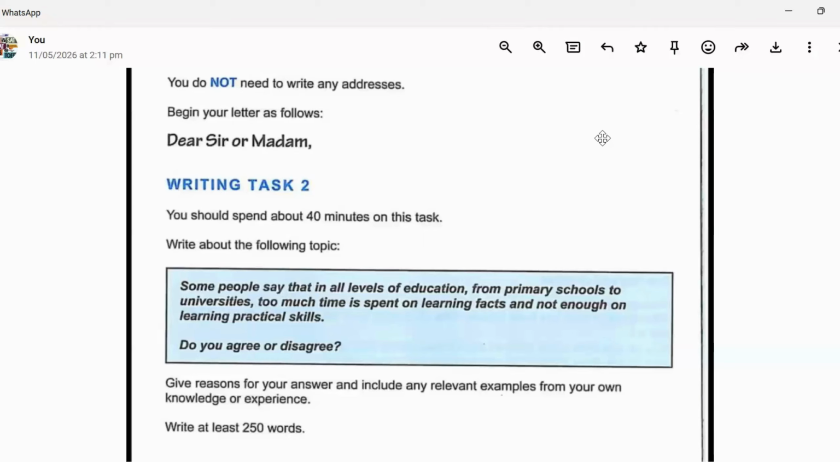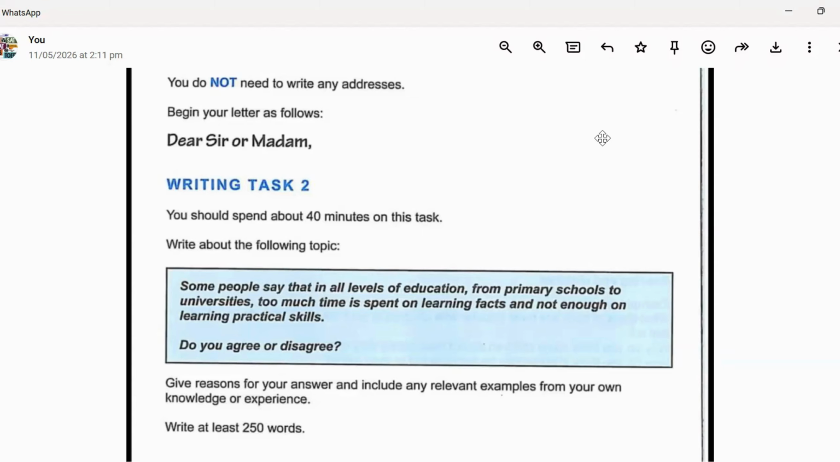Now, the first thing you're supposed to do is to paraphrase the topic. This is the topic here: some people say that in all levels of education, from primary schools to universities, too much time is spent on learning facts and not enough on learning practical skills. What do you do? The first thing for you to do is to paraphrase the topic.